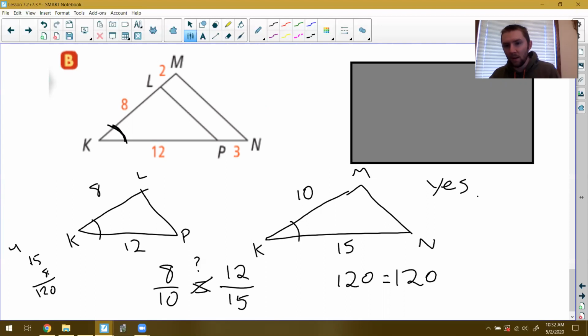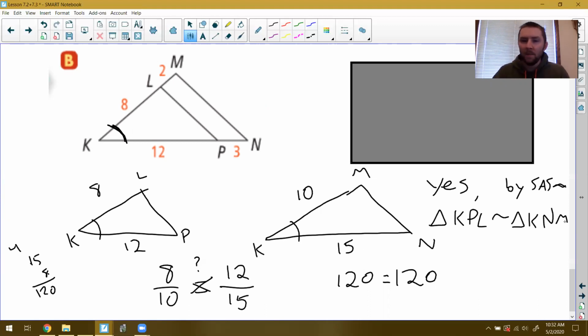So I can say, yes, these are similar. And it's by side-angle-side. That's a terrible squiggle, but you get the idea. And now I'm going to write my similarity statement, right? Triangle, I'll start with the K, and then I'll go maybe on the longer side first this time, KPL. Similar squiggle to triangle K. The longer side gets me to NM. Okay?